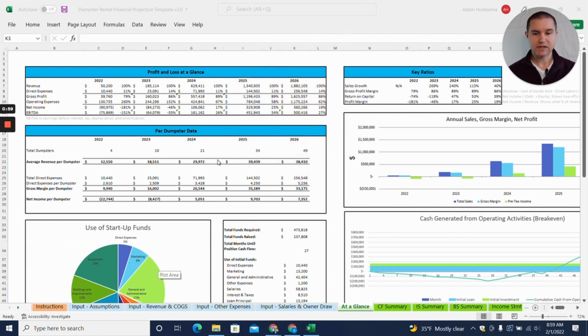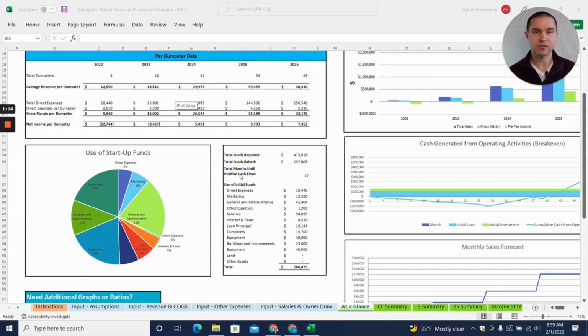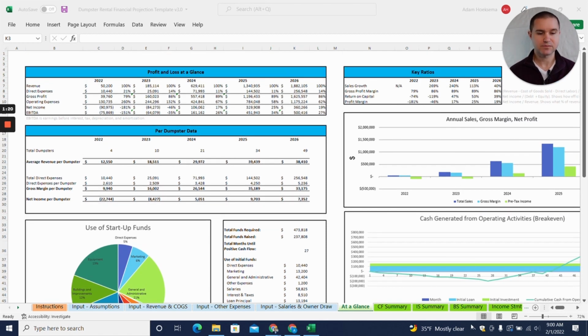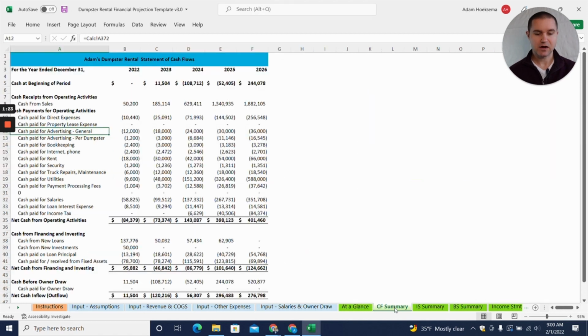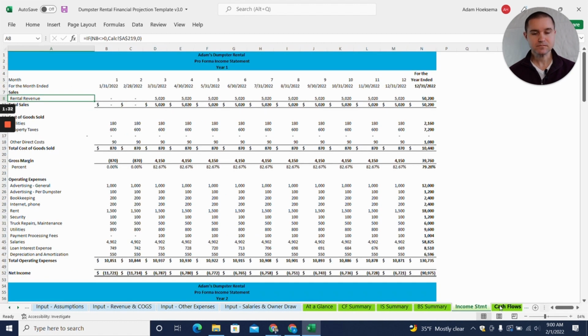So what I'm showing you here is kind of the culmination, the end of the process. We're showing you our profit and loss at a glance table, some dumpster level data, some startup costs, funds, sources of funds and uses of funds, and then some profitability graphs, break even, that sort of thing. And you'll also be able to see our cash flow statement, an income statement by year, and a balance sheet for all 5 years, as well as an income statement, cash flow, and balance sheet by month for all 5 years as well. Now, that's kind of the end. That's what we get to at the end.